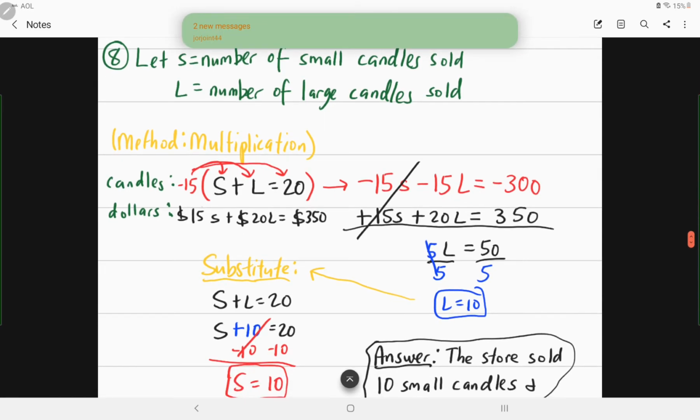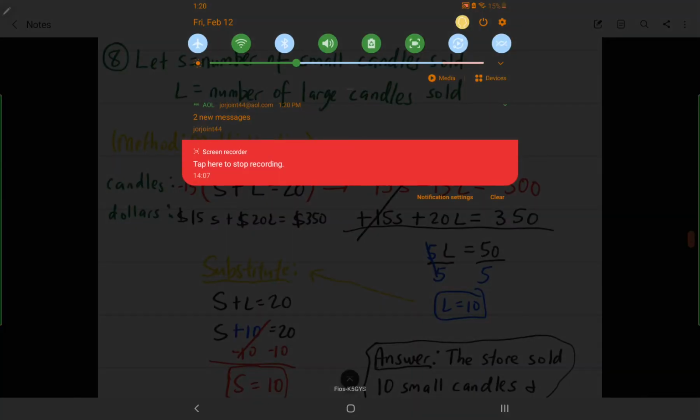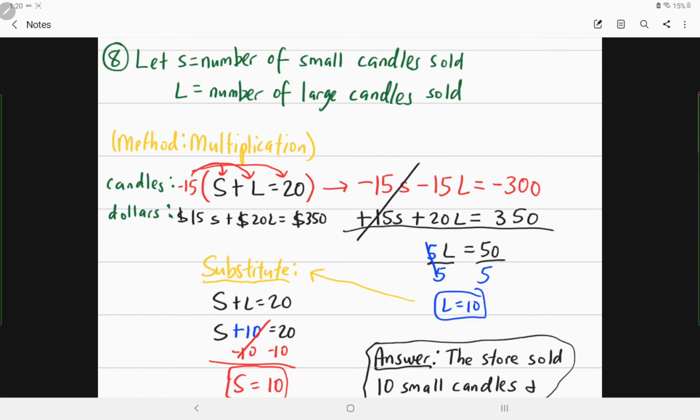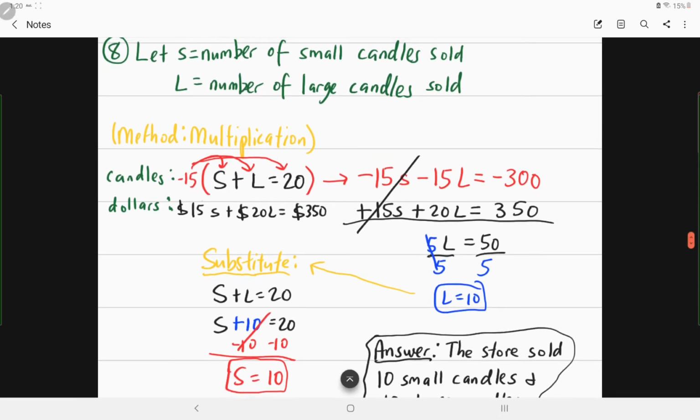All right, number 8 is a little similar to that as well. Number 8, I have Yankee candles. Small ones are $15 each and large ones are $20 each. So again, notice I will write my let statement first. We have to make sense of the problem. So let S equal number of small candles sold, and L is going to represent number of large candles sold.